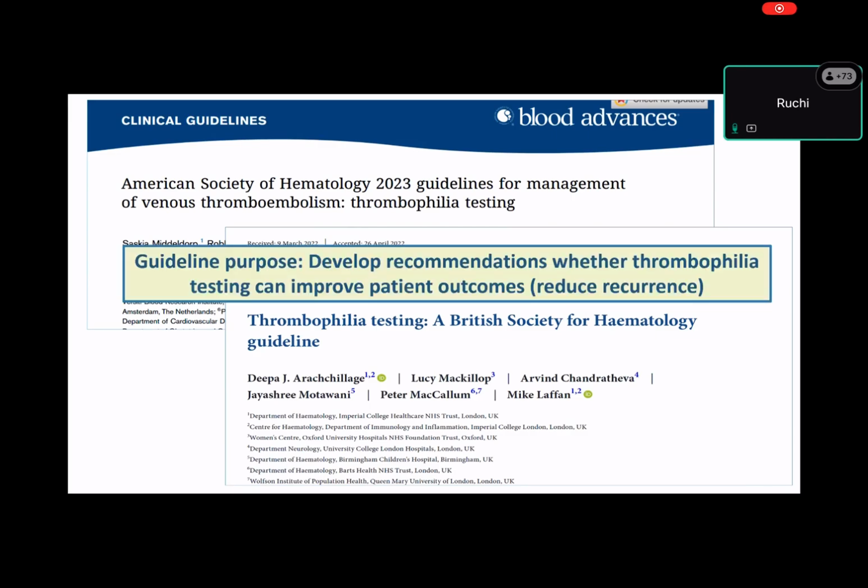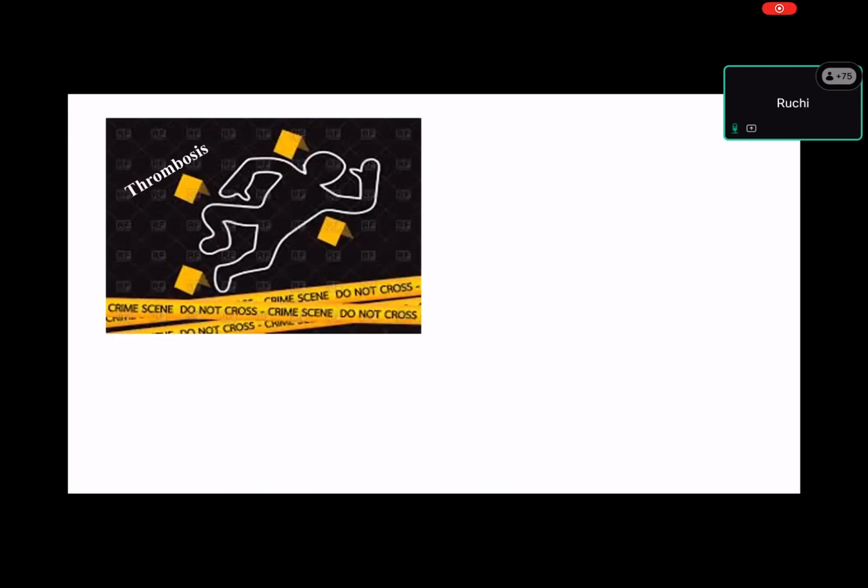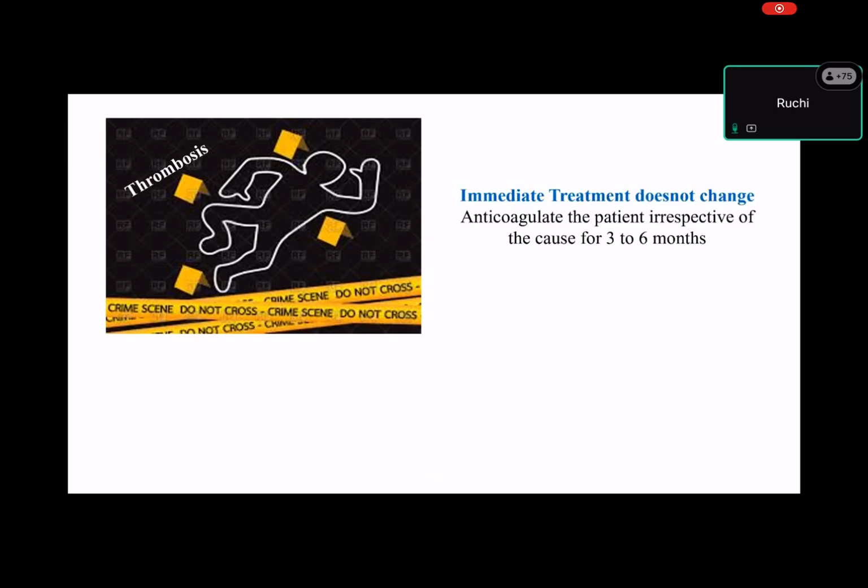So overall, the purpose of these guidelines is to develop recommendations whether thrombophilia testing will improve patient outcome and where are those situations where actually thrombophilia testing should be done. एक चीज हमें हमेशा याद रखनी है कि the crime has already been committed, meaning thereby कि जब patient हमारे पास lab में refer होता है thrombophilia testing के लिए, at that time point usually thrombosis has already occurred. And the physician has already given the immediate treatment जो उसको initiate करना था, that he has started the anticoagulation of the patient irrespective of the cause which has led to that thrombosis.